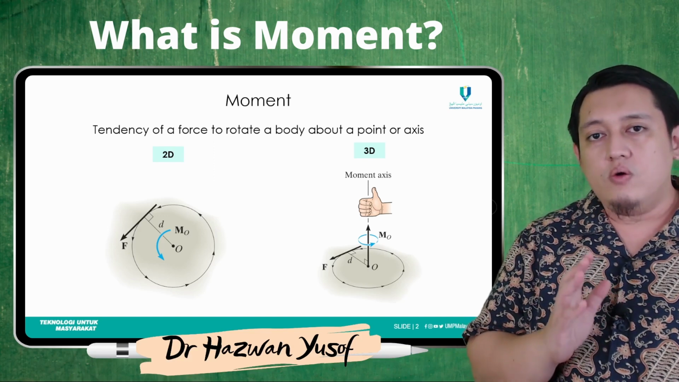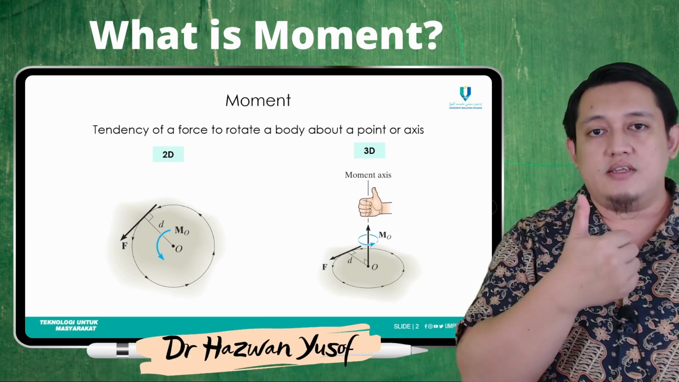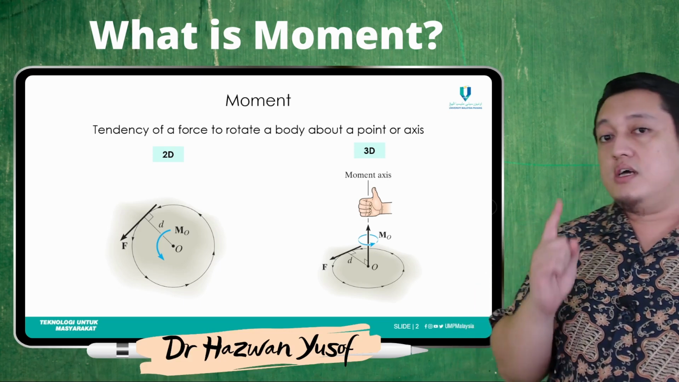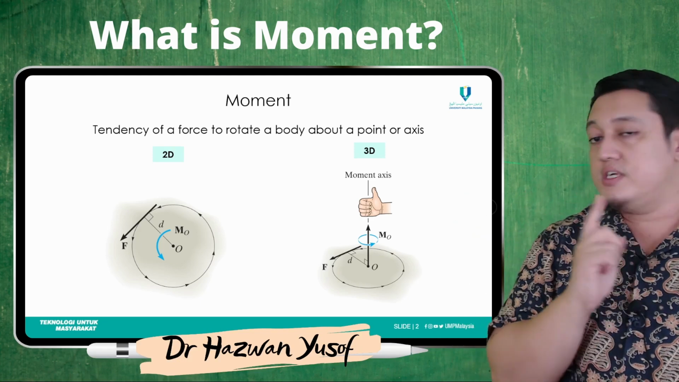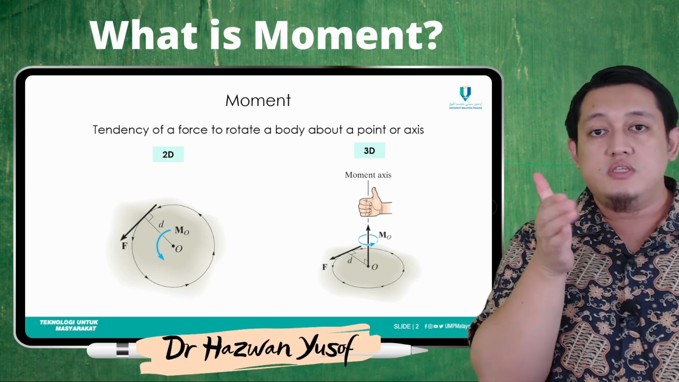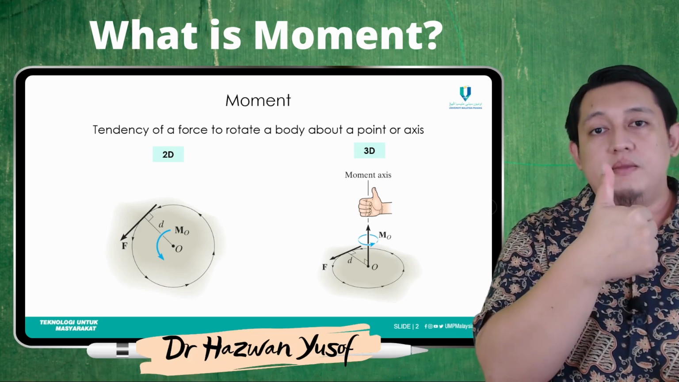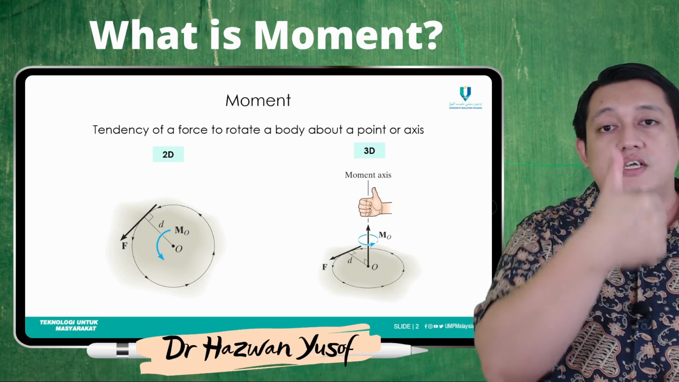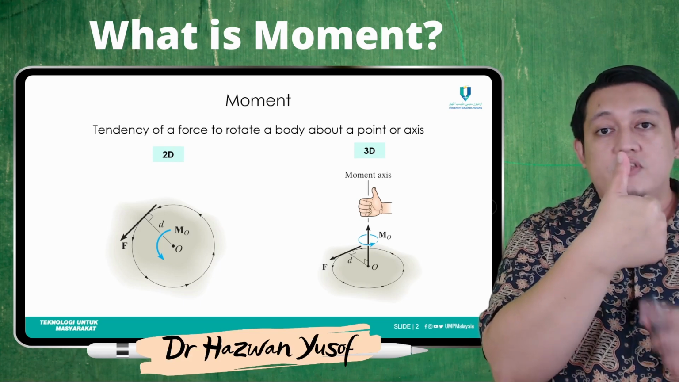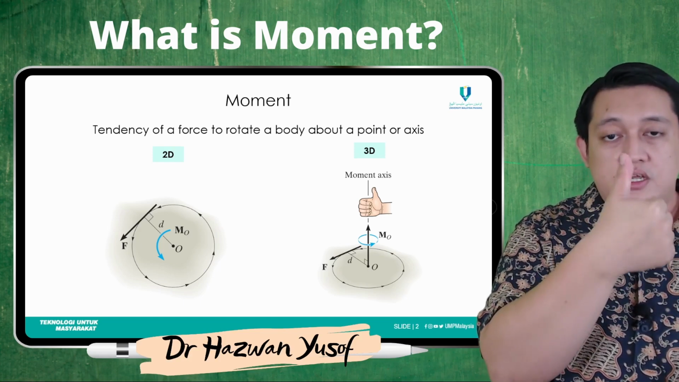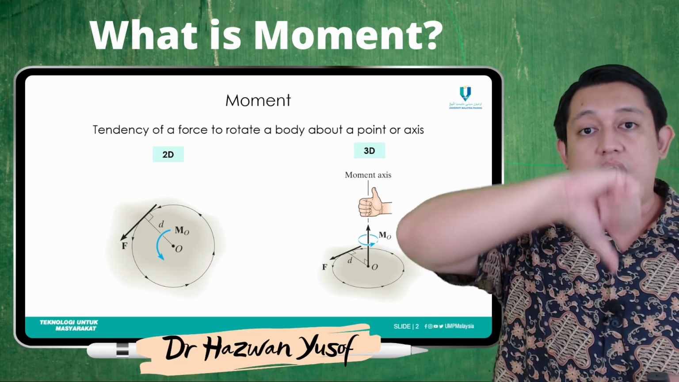Actually, moment has its own direction here. We can know the direction using our right hand. First of all, we need to determine the rotation of the moment. If the rotation is like this, just like this figure here, we follow the rotation using our 4 fingers, and our thumb represents the direction of the moment. So when it is rotating like this, the direction of the moment is pointing upwards. If we change the rotation like this, the direction will be pointing downwards.